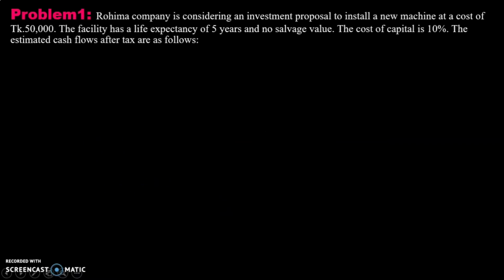Dear students, look at problem number 1. Rohima Company is considering an investment proposal to install a new machine at a cost of taka 50,000. The facility has a life expectancy of 5 years and there is no salvage value. The cost of capital is 10%. The estimated cash flows after tax are as follows.